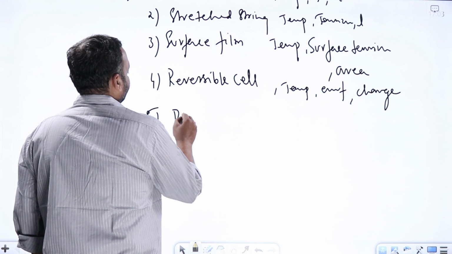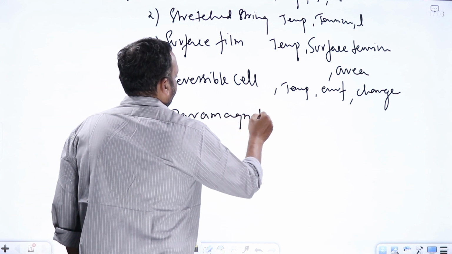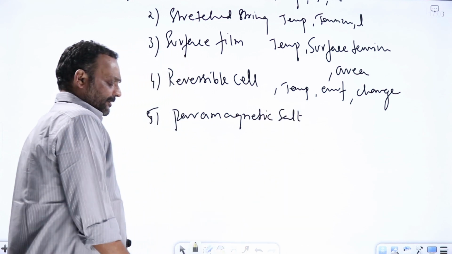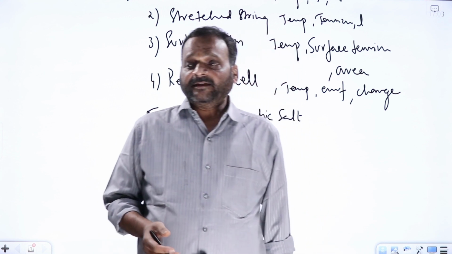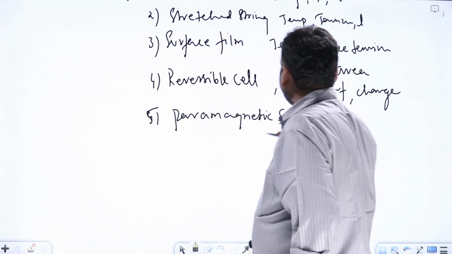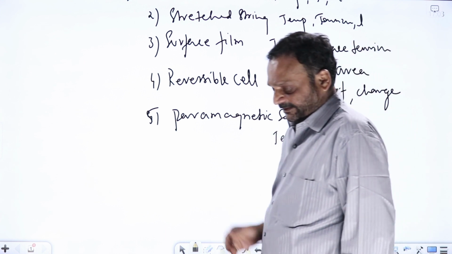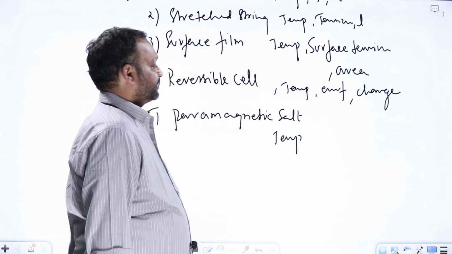Next one, fifth one, you can take a paramagnetic salt. What are the important properties of a paramagnetic salt which we'll be studying under thermodynamics? First one, again, as usual, temperature. Every time the parameter is temperature, because the topic itself is thermodynamics.